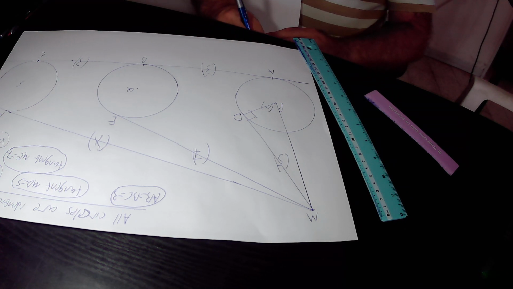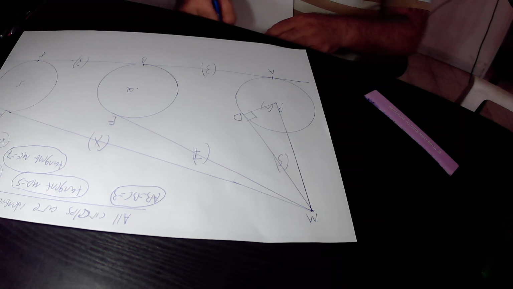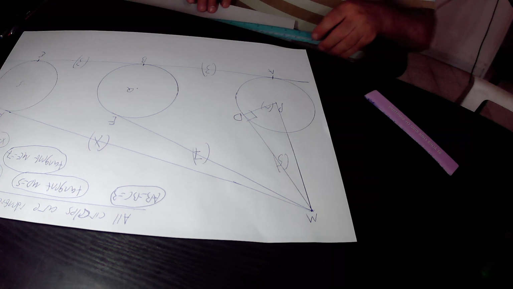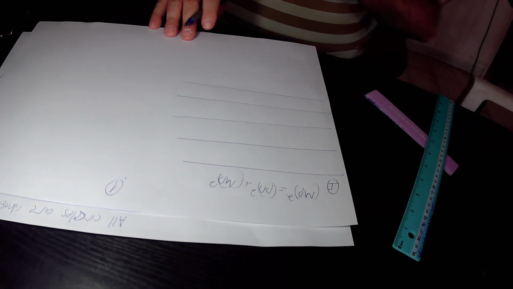MP square, that is the square of the hypotenuse, is equal to PD square plus MD square. Okay, again, according to equation 1, we actually found out that MP square equals PD square plus MD square.